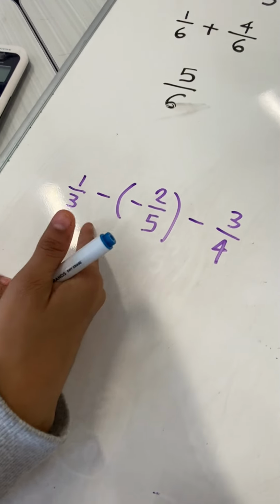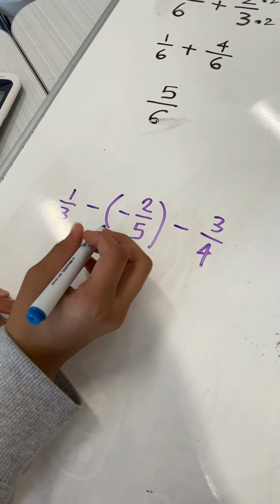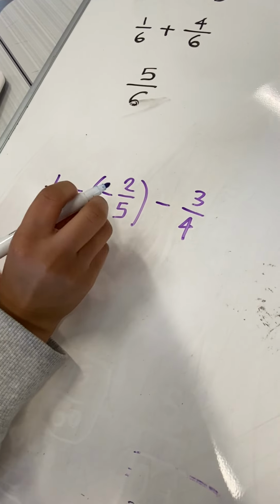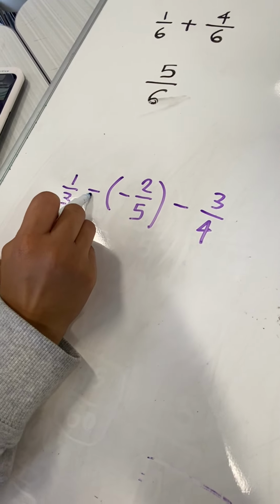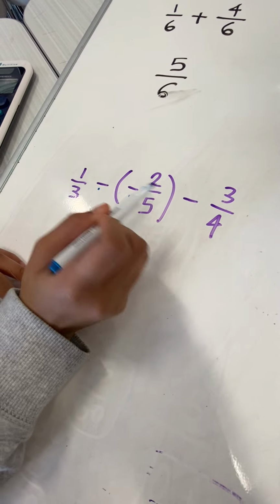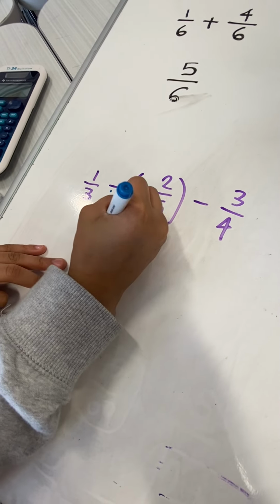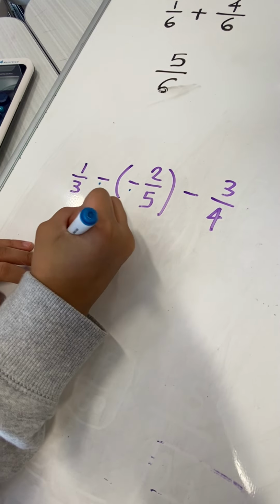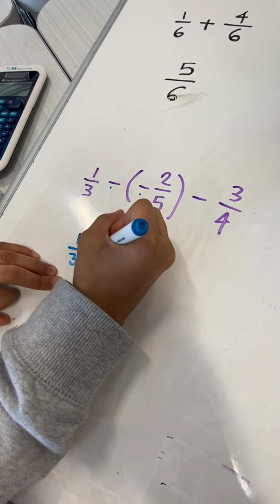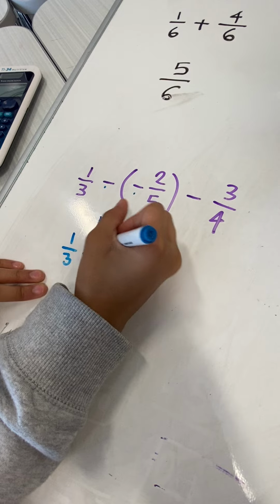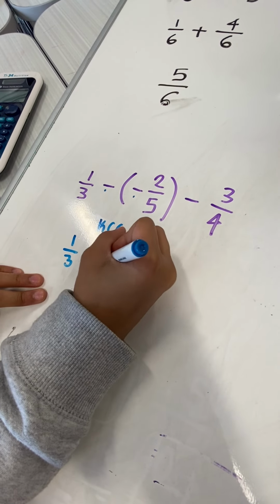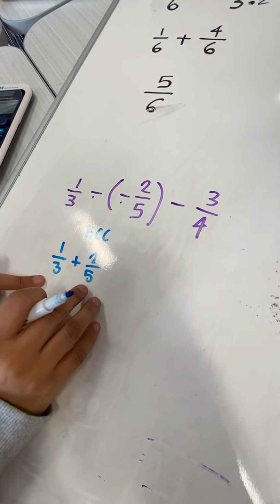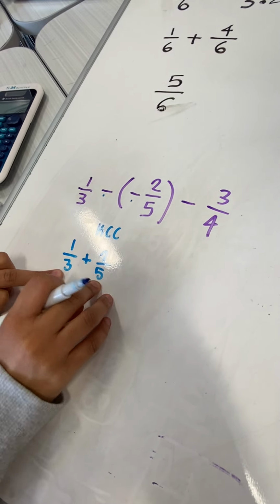Okay, so teach me how you want to do it. Go ahead, love. First, I'm gonna start with these two numbers. Since there's a minus and a negative next to each other, you do KCC. So you keep the 1/3, and you change this to a plus, and this is positive.